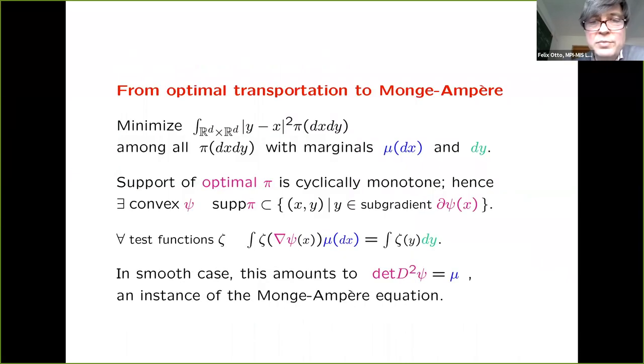So what's the connection to the Monge-Ampère equation? Very roughly speaking, the Monge-Ampère equation is the Euler-Lagrange equation of optimal transportation. So here again is the problem of optimal transportation. Here I simplified a little bit for the sake of conciseness by having the target measure be the Lebesgue measure. So again, we're minimizing the squared Euclidean distance over all transport plans which have these two marginals. And then it's a soft outcome of convex analysis that the support of this measure pi on the product space, of the optimal plan, is cyclically monotone. And that's of course equivalent to saying that the support is contained in the subgradient of a convex function psi. That's the Kantorovich potential.